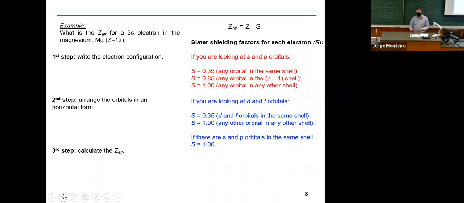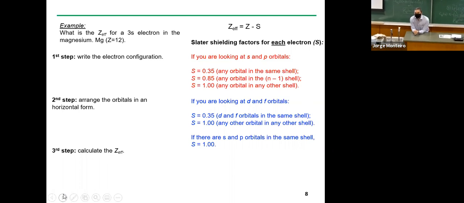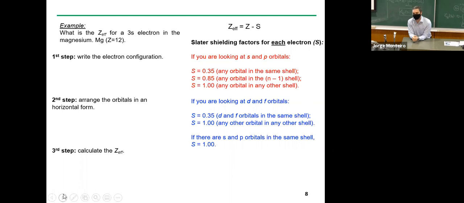Professor? Yes. So the Z effective is a way to measure how readily an atom will give up an electron. Exactly. How strong is the attraction by the nucleus, in other words, okay?